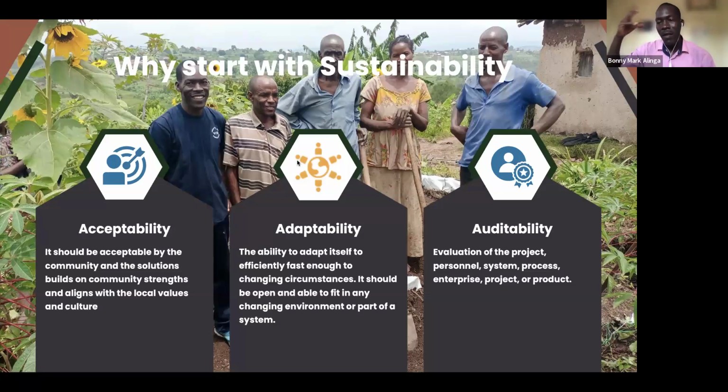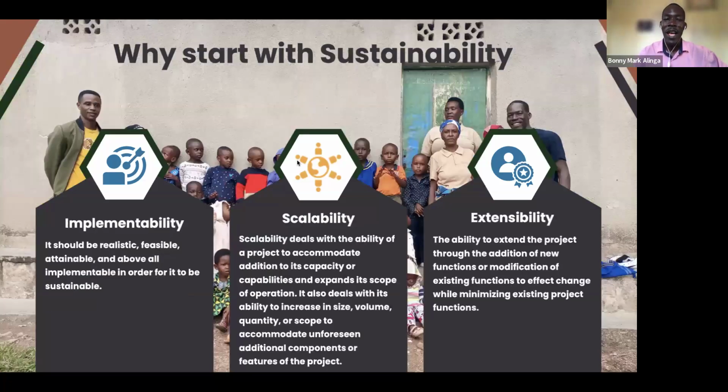When you conceive an idea, look at all this: acceptability, adaptability, and now look at auditability of a project. Now, a project which is going for long term, you need to have the evaluation plan, the personnel, the system, the process, the enterprise, the project itself, the products, services that you're going to do to ensure you are auditing the project itself. How will it be? What are the evaluation processes that you will be undertaking to ensure the auditability of your project? I guess you're learning something from this.